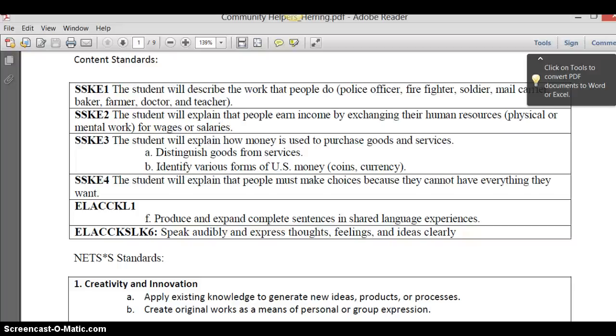Hi, my name is Alicia Herring, and this lesson was centered around a kindergarten social studies standard that states students will describe the work that people do and whether they produce a good or provide a service. I also used the NETS standards 1, 2, and 6 when implementing this lesson. Students interacted and collaborated with peers to publish digital media reflecting their understanding of the standards.